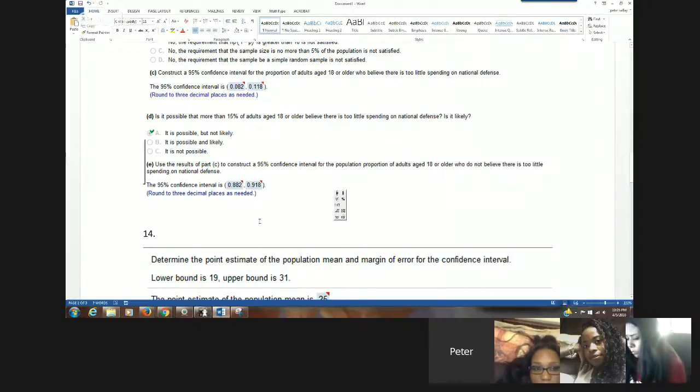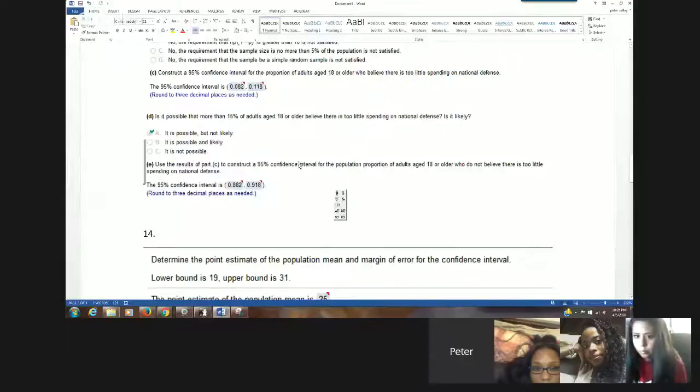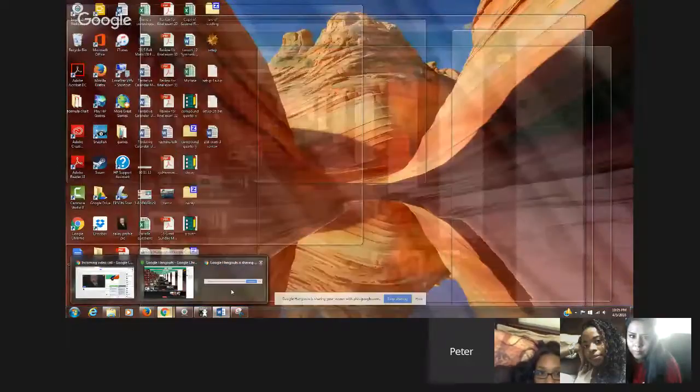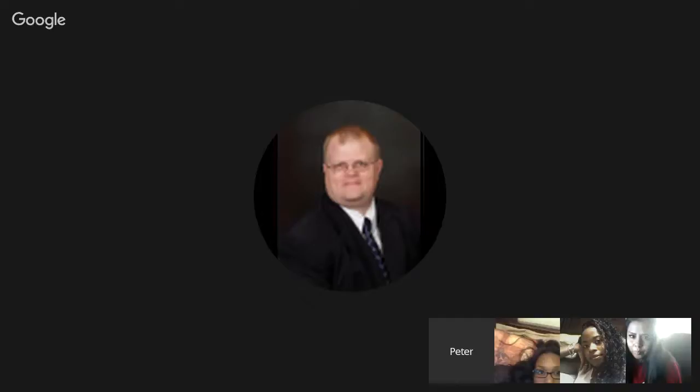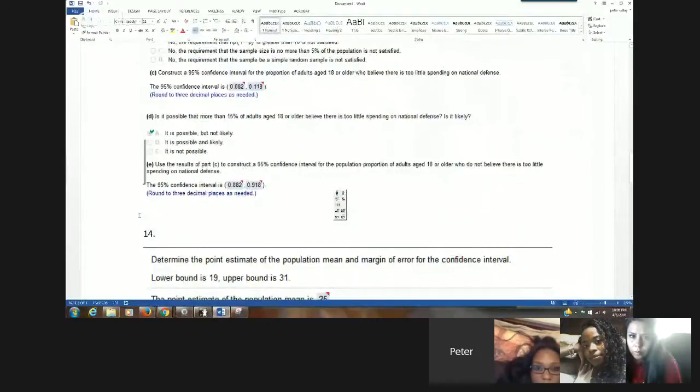And then Part E says use the results of Part C to construct a 95% confidence interval. You're breaking up really bad. Breaking up bad? If it makes you feel better, my wife just walked in, so that might have something to do with it. Let me know if you still can't hear me. Can you hear me now? Still breaking up bad? Let me try this. I don't know if me resetting it does anything. All right, if something happens again, let me know.